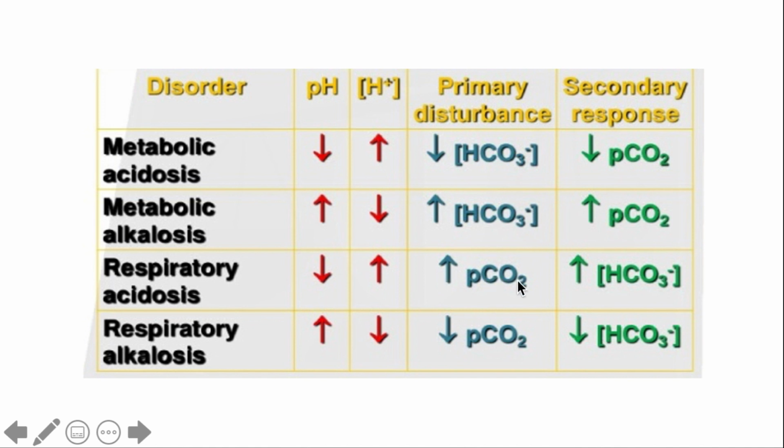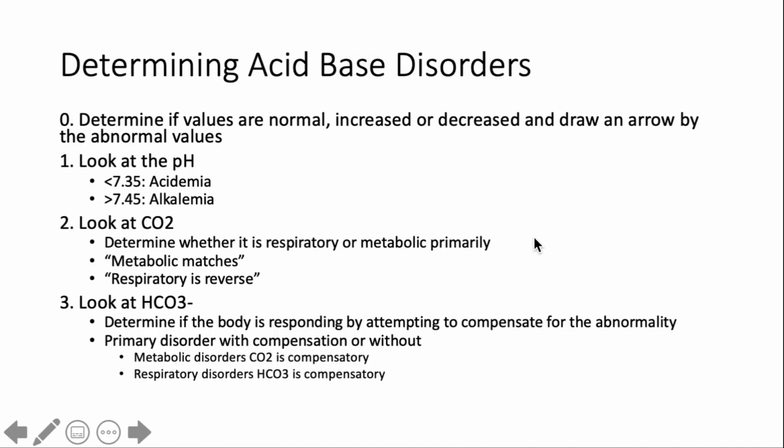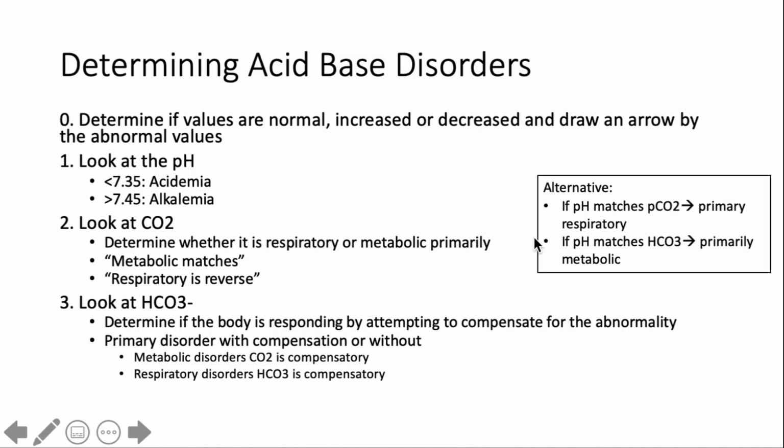A respiratory acid is PCO2. And then the body says, hey, let's make more bicarbonate in order to correct for that acidosis. And so the bicarbonate increases. So remember, metabolic matches, respiratory is reverse. Another way to think about it is if the pH matches the CO2, then it's primarily respiratory. If it matches the bicarb, then it's primarily metabolic.